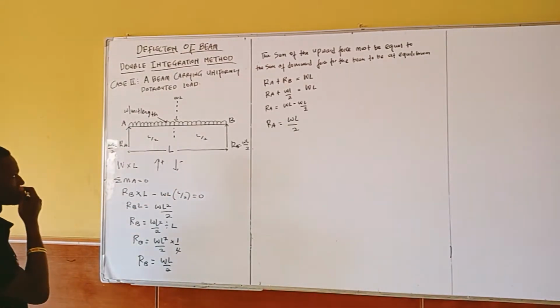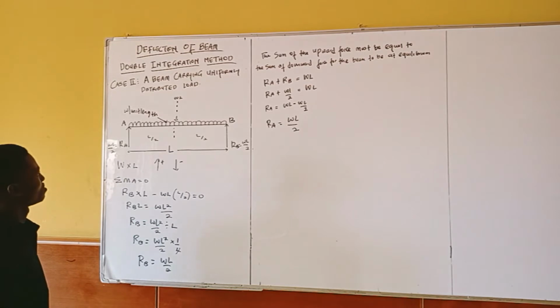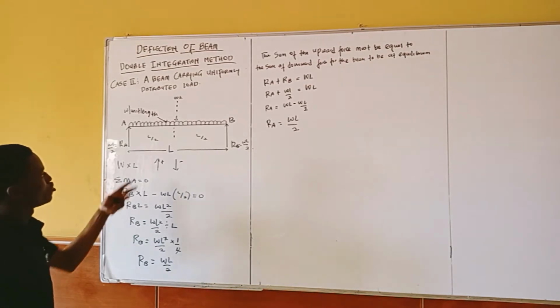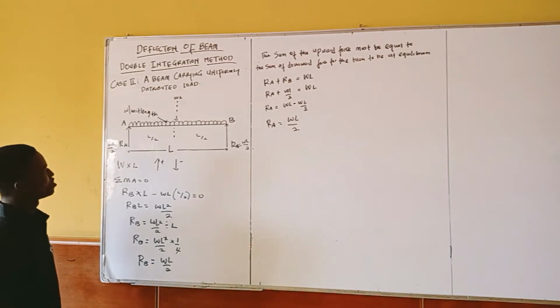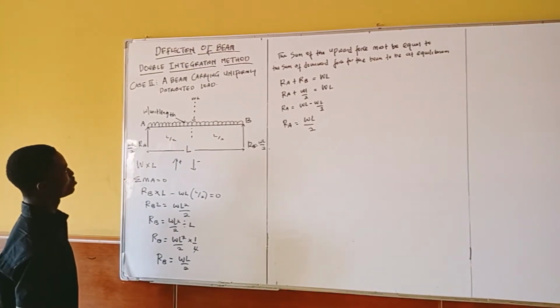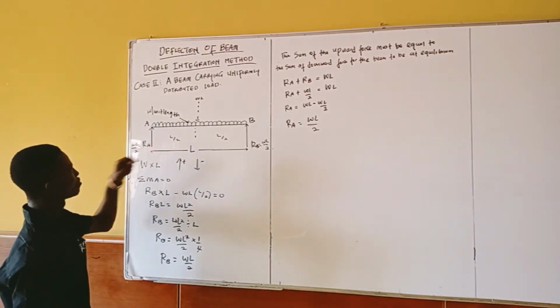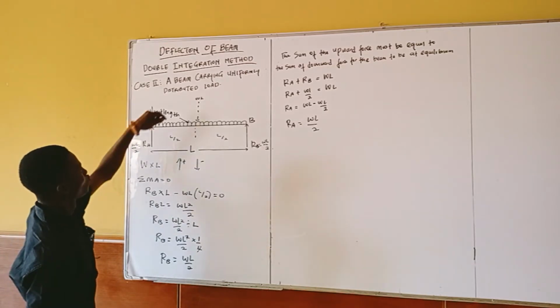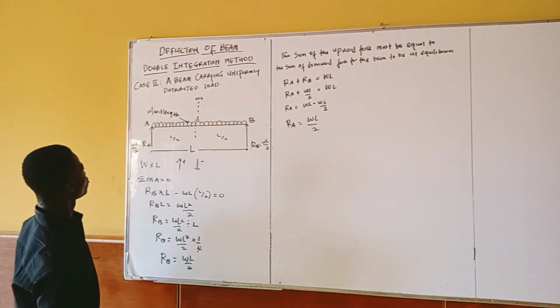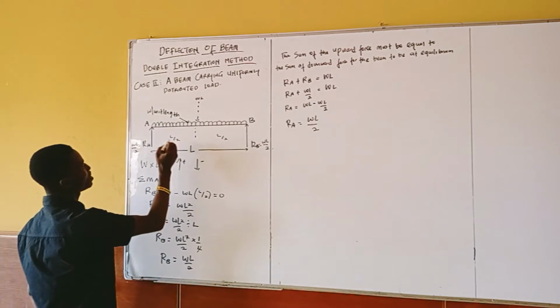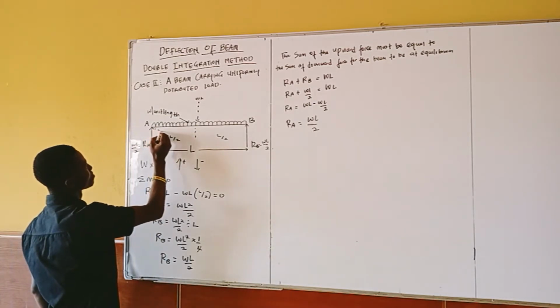So by merely looking at this case, you can see that this is a uniformly distributed load. Since when we are calculating our force, we have already converted it to a point load, if this beam is going to deflect, the deflection is going to be in this way.